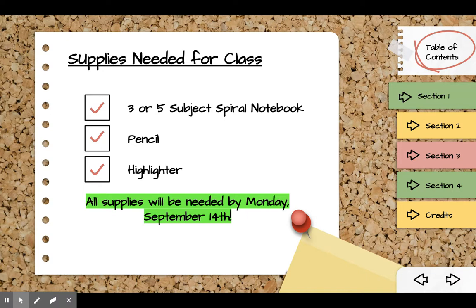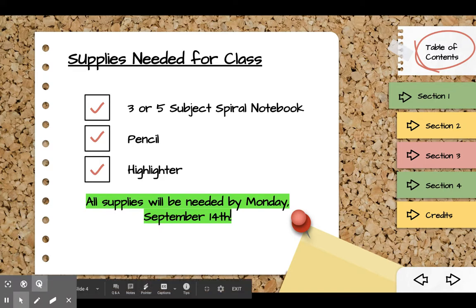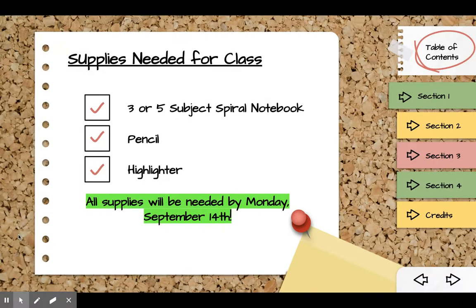We also want to make sure that you have a pencil and a highlighter. All of these supplies will be needed by Monday, September 14th. It's extremely important that you have them by Monday so that when we get into heavy content that you are prepared with all the things that you need. We will continue to remind you of the supplies needed throughout the week just so that you don't forget, because again, you only have this week to get all 3 necessary supplies.